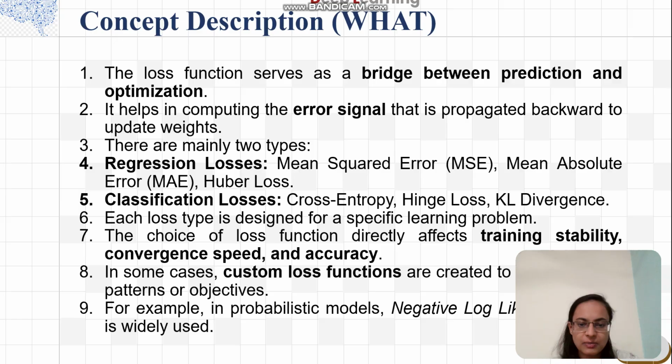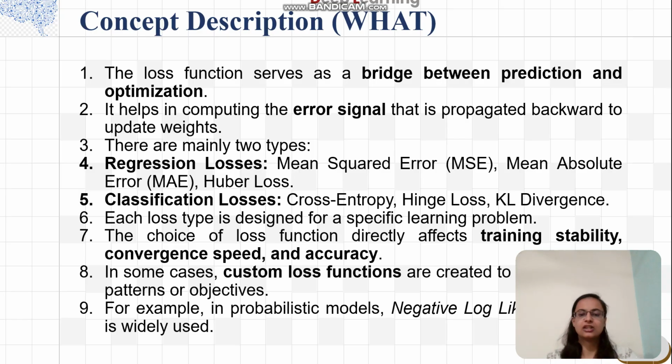Broadly, there are two major types of loss functions. Those are regression losses, which are used for continuous outputs, and include mean squared error, mean absolute error, and Huber loss. And the classification losses, on the other side, deal with categorical outputs, which include examples such as cross entropy loss, hinge loss, and KL divergence.